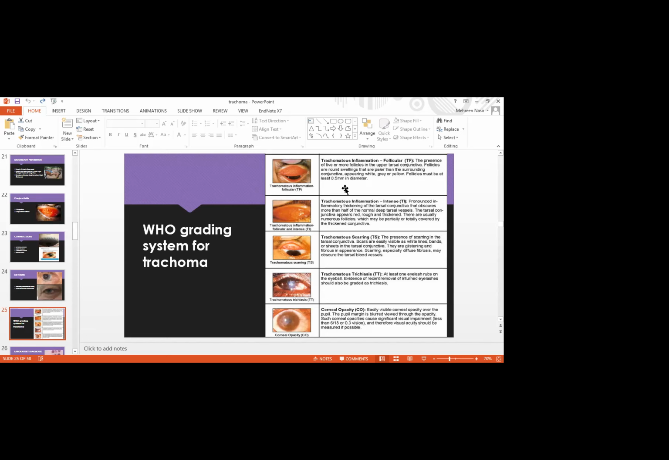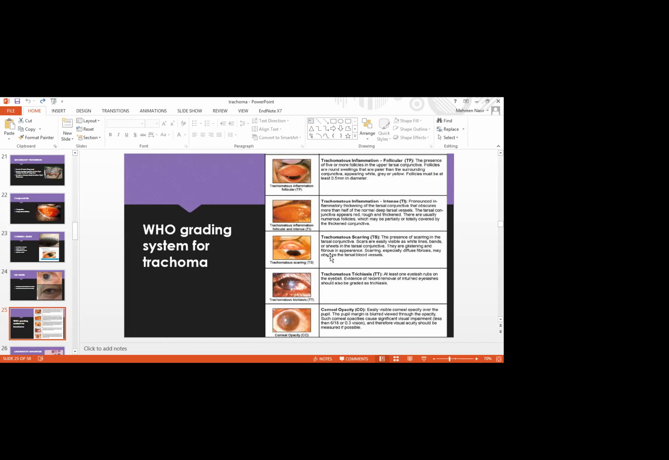Then comes a stage of trachomatous inflammation. There is pronounced inflammatory thickening of the tarsal conjunctiva that obscures more than half of the normal deep tarsal vessels. Then trachomatous scarring: the presence of scarring in the tarsal conjunctiva. Scars can be easily seen as white lines, bands, or sheets in the tarsal conjunctiva.